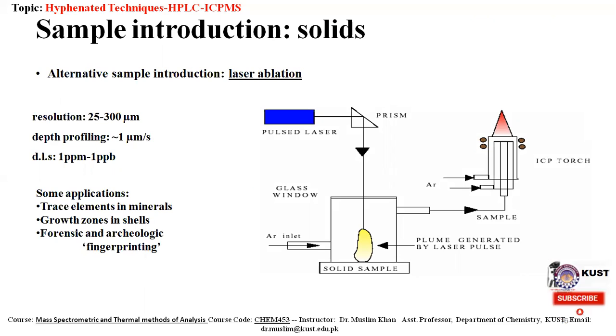An alternative sample introduction for solids is laser ablation. Not all samples are in liquid form. Of course, more than 90% of samples are in liquid form, but what about the other 10%? For solid sample introduction, laser ablation has a resolution of 25 to 300 micrometers for depth profiling. It has applications in trace element and mineral growth zone analysis, shell forensics, and archaeological fingerprinting. But most samples are in liquid form.